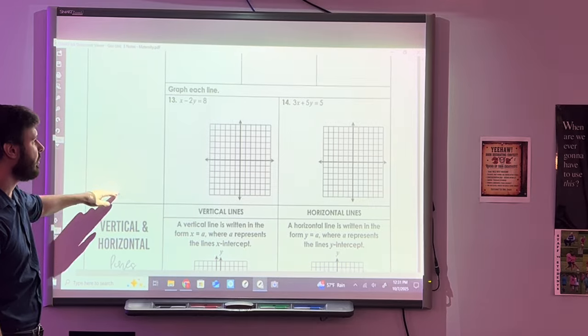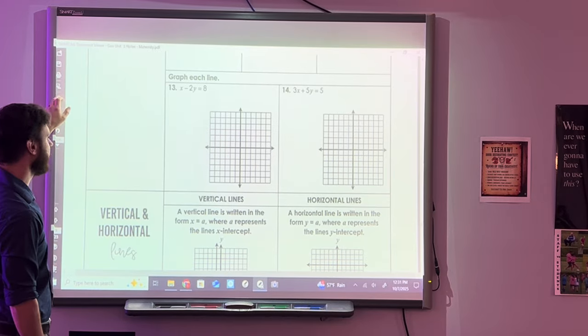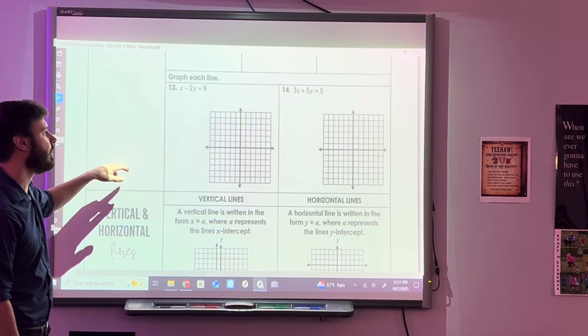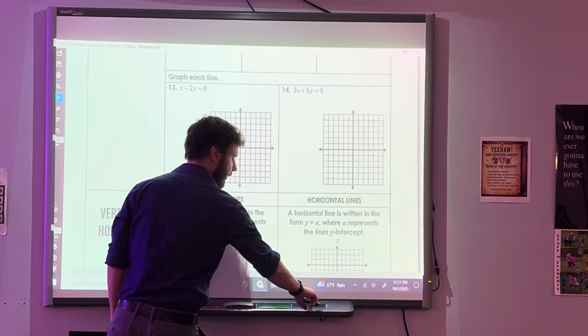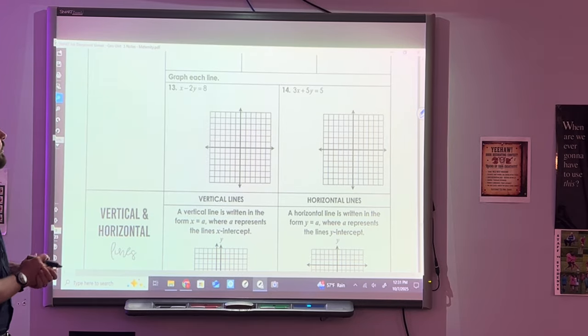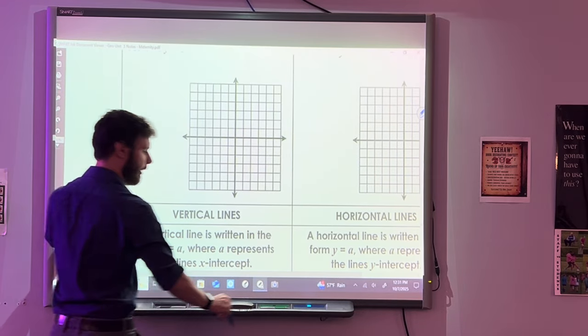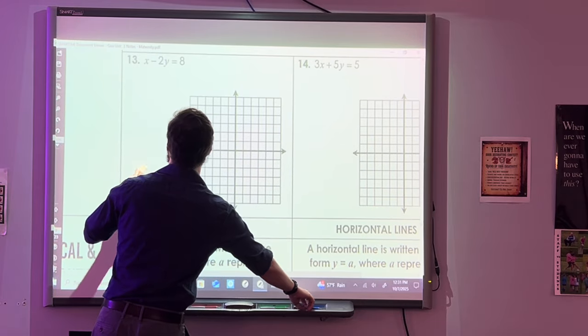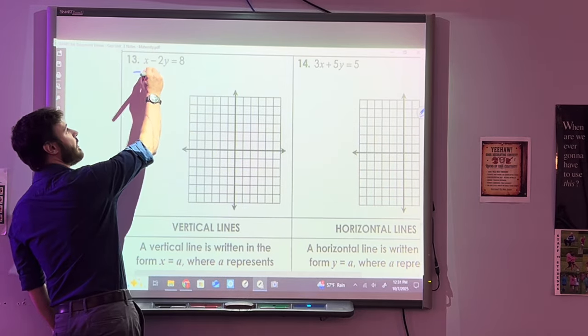Now we're going to jump down to these. We're going to solve, and then we're going to graph them. So it's the same work that we just did, but now we're going to have that extra step of graphing it. So with number 13, I need to get the y all alone, and it has that x hanging out with it. Subtract the x.